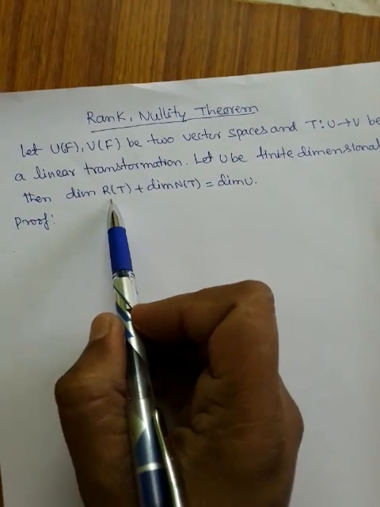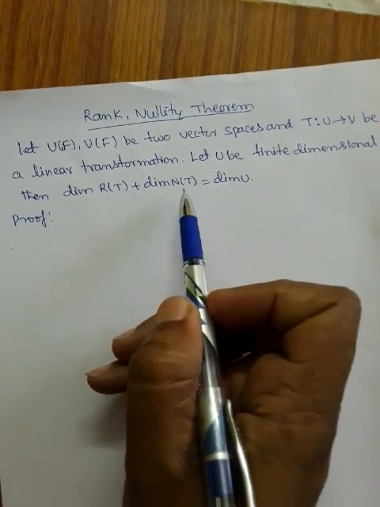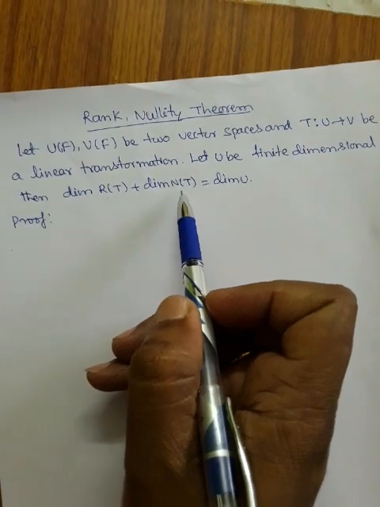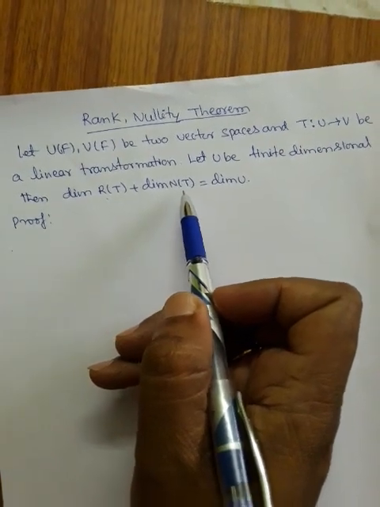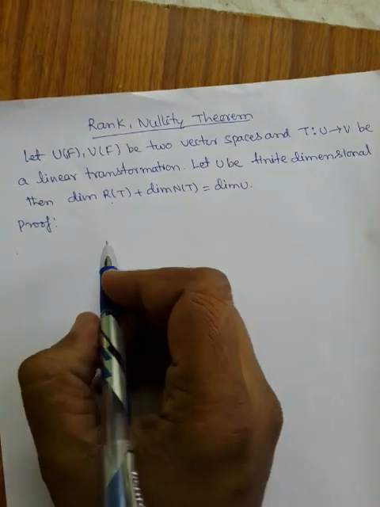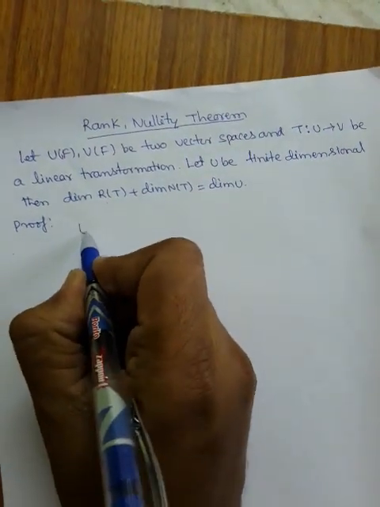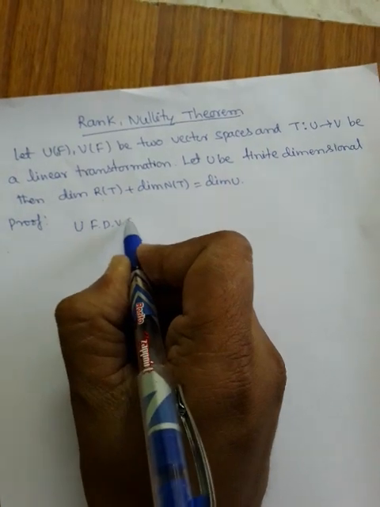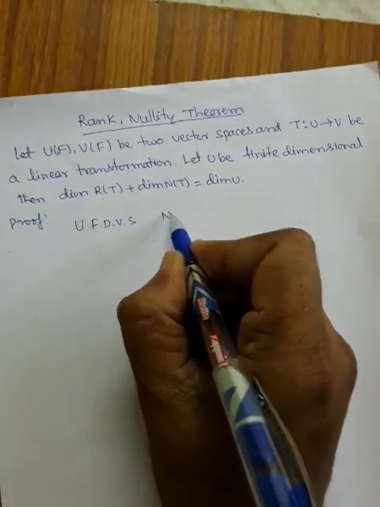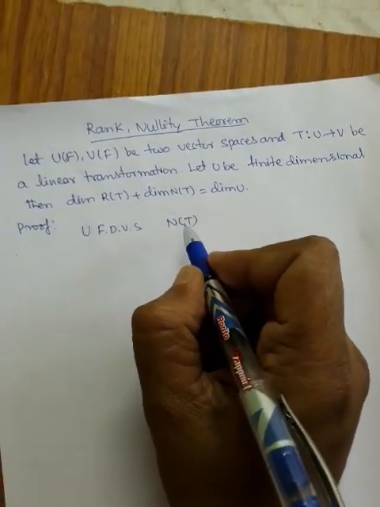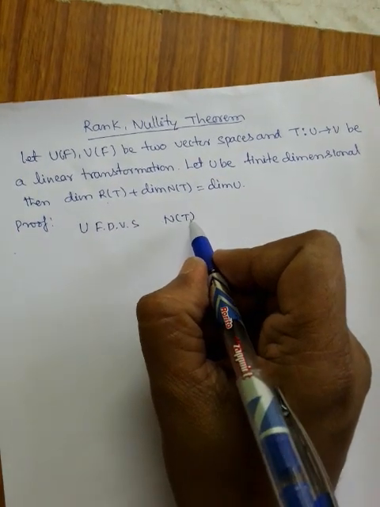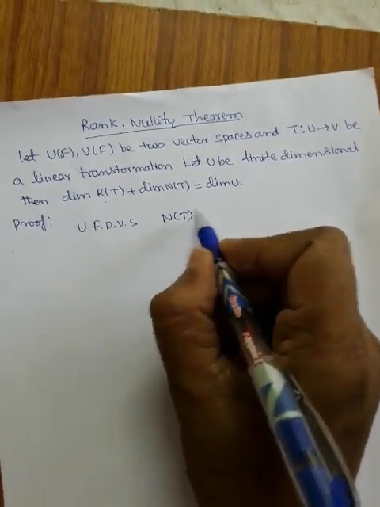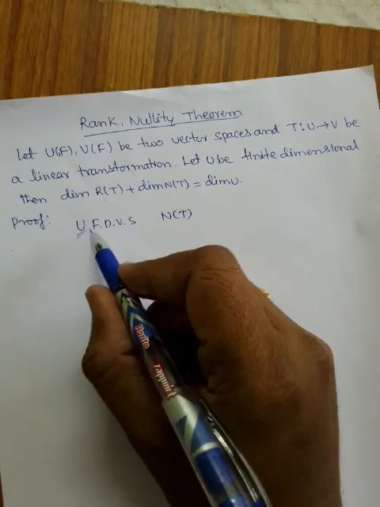Here R(T) means the range, whose dimension is the rank, and N(T) is the null space. Now, first of all, what is U? It is a finite dimensional vector space. N(T) is the null space, and one more point: N(T) is a subspace of U.